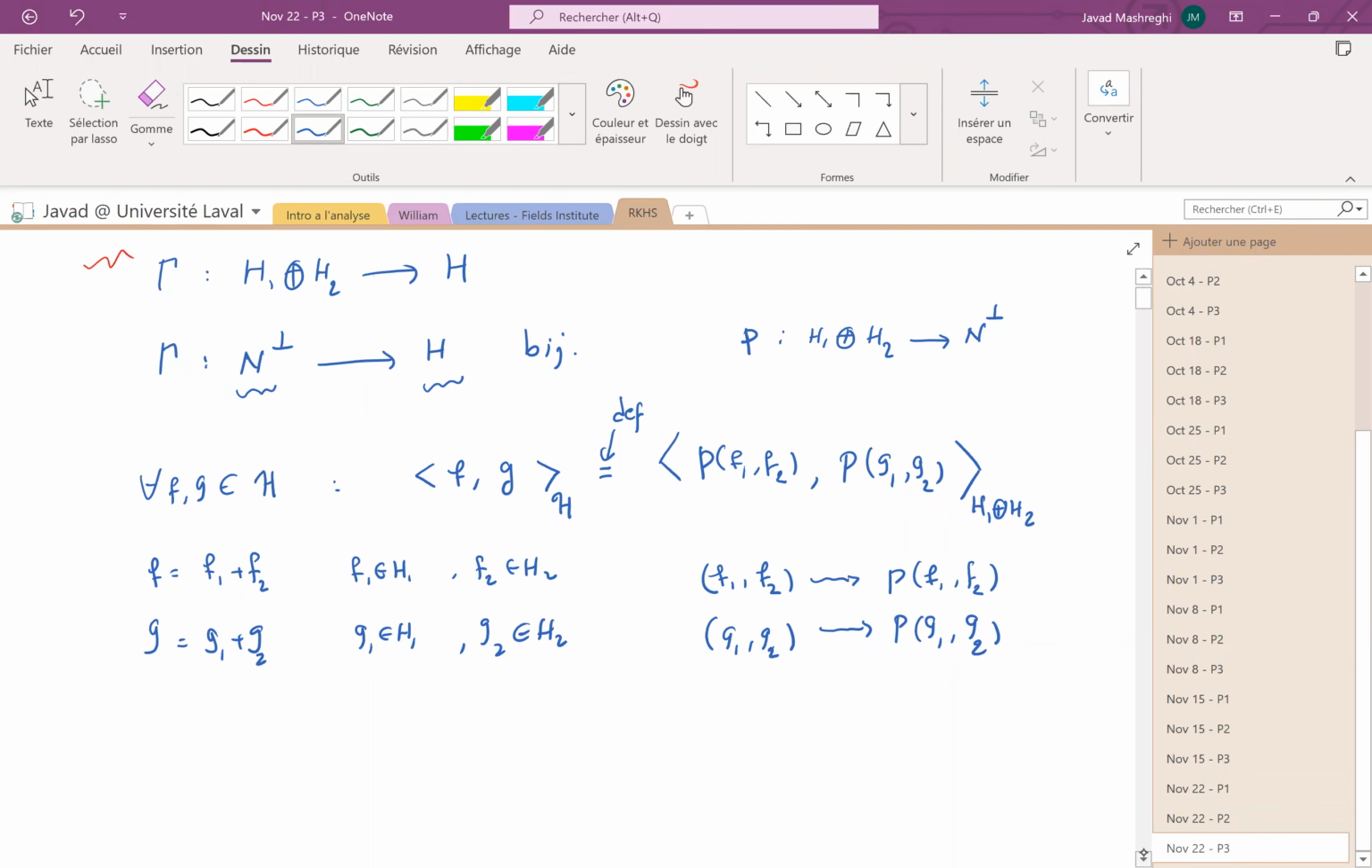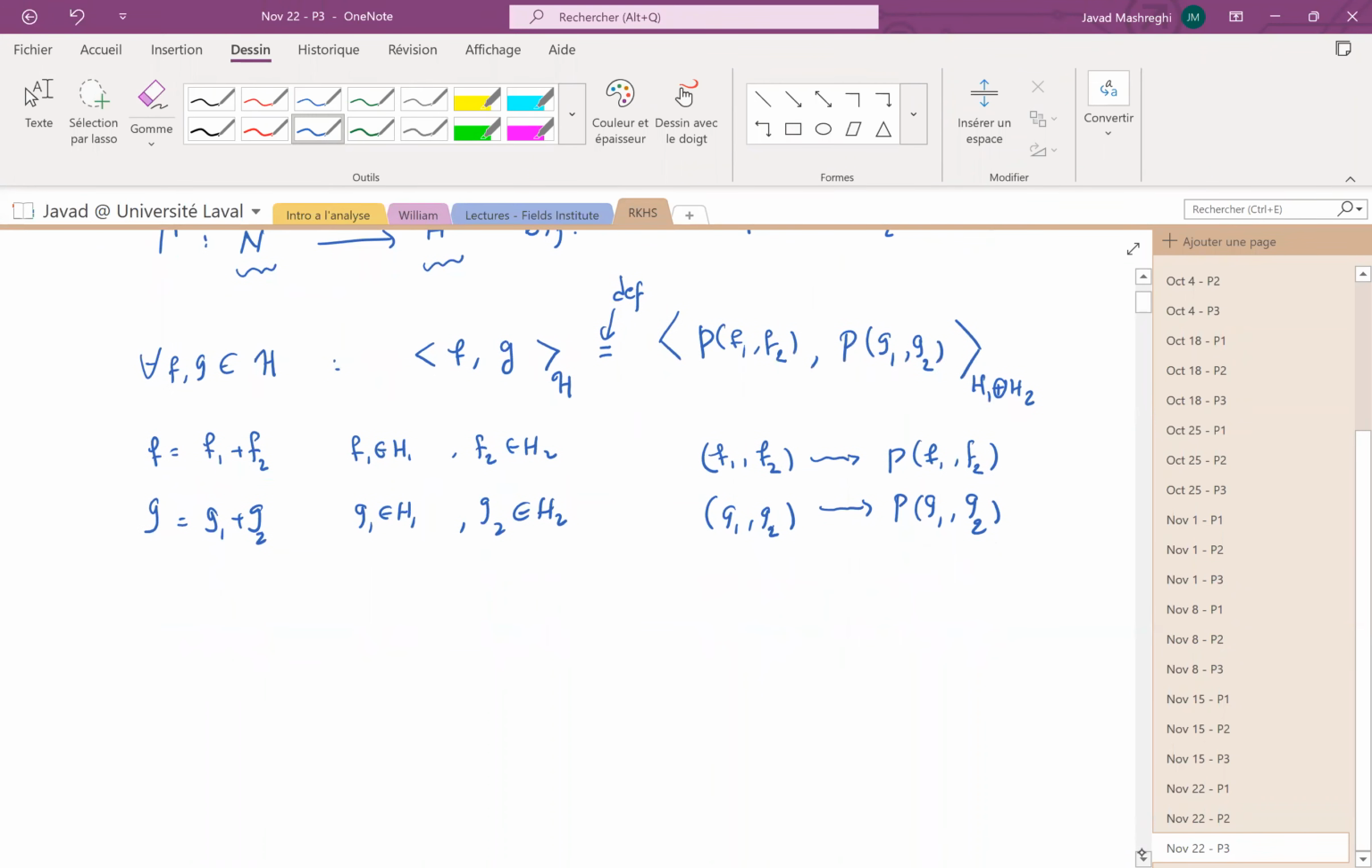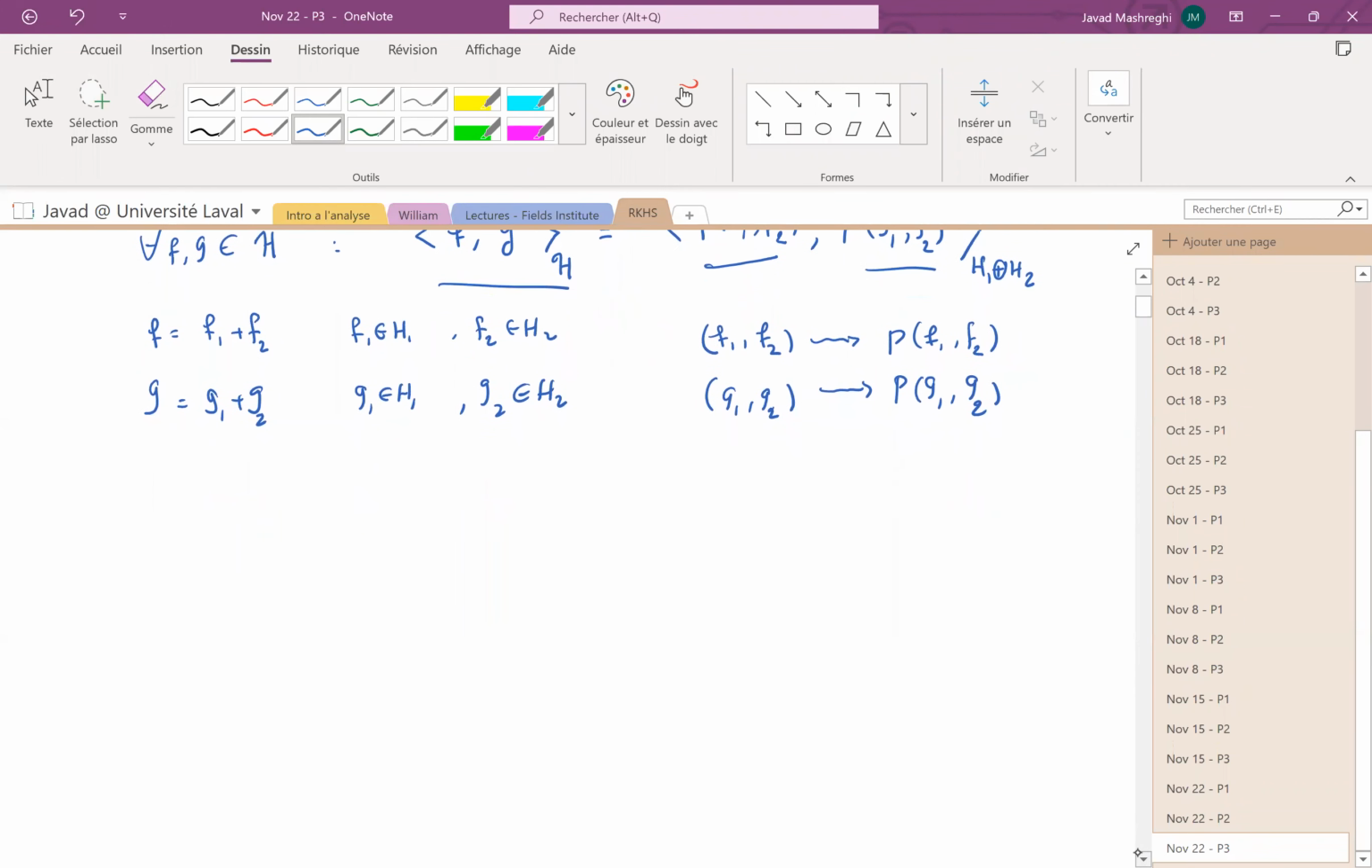So that's the way, as I said, we copy the structure of N perp and put it on H. That's precisely what I wrote here. And also the norm: the norm of F in H squared is the norm of P of any representation F1 and F2, projected, squared.